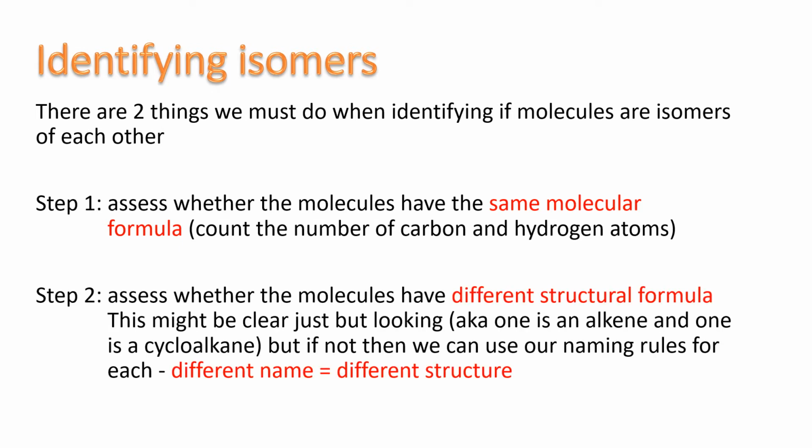The second thing we have to do is assess whether the molecules have different structural formula. This might be really obvious. For example, if you've got an alkene and a cycloalkane, it's clear that their structure is different. One's a chain with a double bond, one is in a ring structure. Sometimes it's not quite as clear. If it's not quite as clear, then what we do is use our naming rules to name the molecules. The rule is if it's got a different systematic name, then it has a different structure, and that will tell you it's got a different structural formula. This will make a wee bit more sense when we start to look at examples, okay?